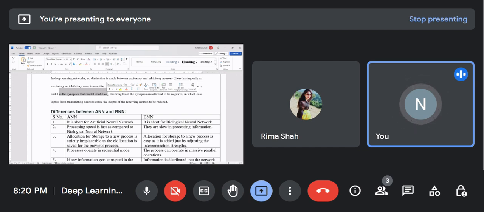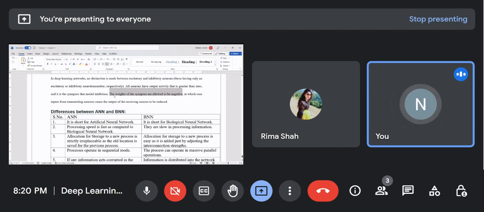Here also neurons are interconnected. There also neurons are interconnected. I am not talking about any synapse here in ANN. There is no synapse or something like that. They are interconnected, and obviously, whatever the computation is done, they will be transferred to the next neuron. That's it.